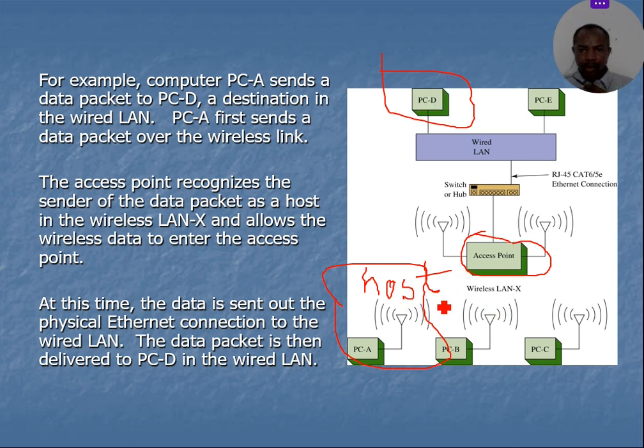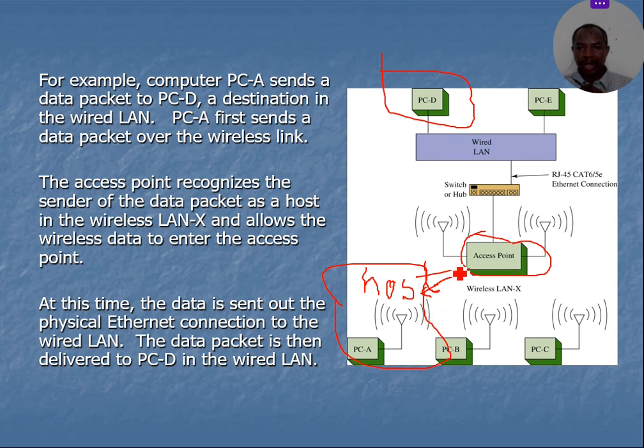So this PC A in the wireless network establishes a link with the access point. Now the access point recognizes the sender of the data packet as a host in the wireless LAN X and allows the wireless data to enter the access point. It will allow it because you already established a link. There's a link between the access point and the network adapter in PC A.